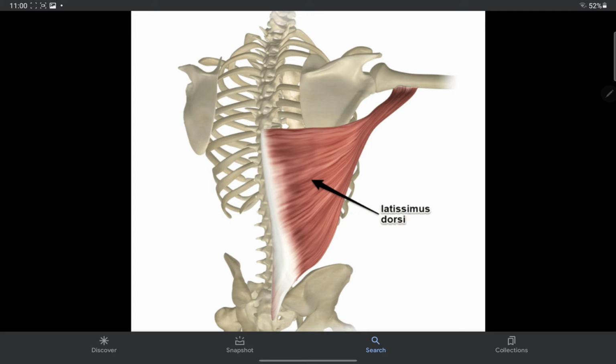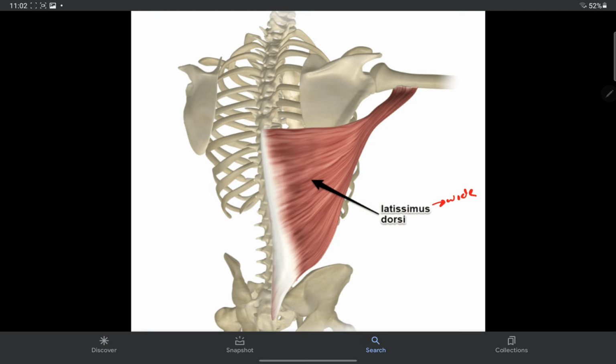So the next muscle which I am going to discuss is the latissimus dorsi muscle. As the name suggests, latissimus means wide and dorsi means in the back region. So it is a wide muscle present in the back region. This is actually the one half shown. The other half is on the other side. This is a triangular muscle.